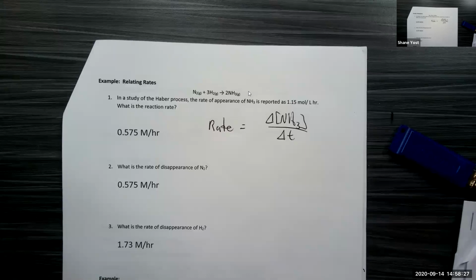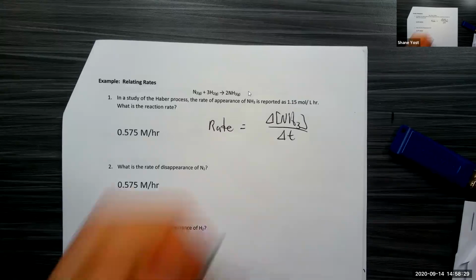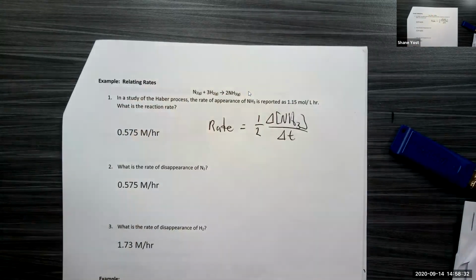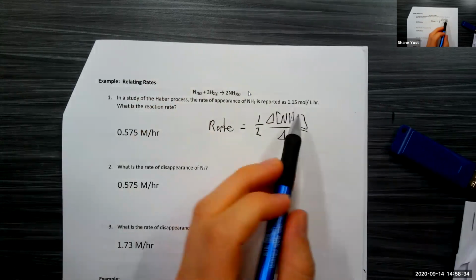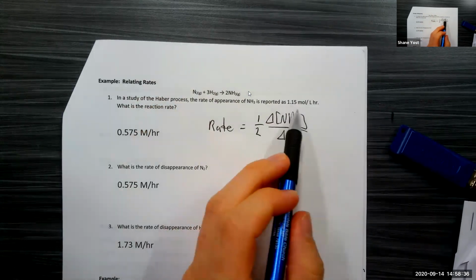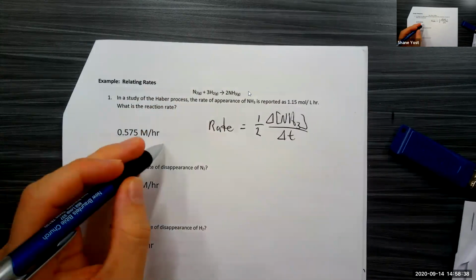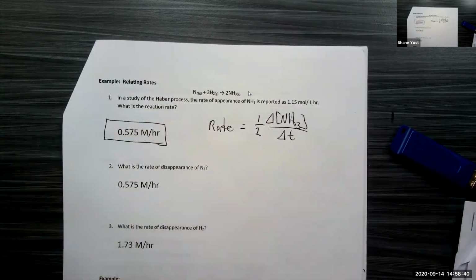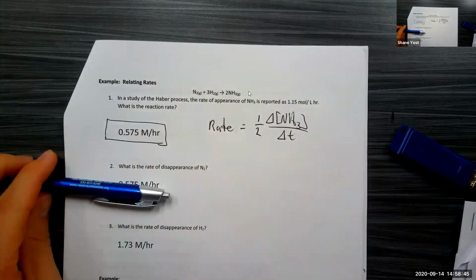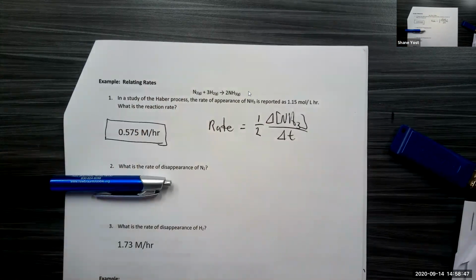What's missing in that equation there? Right, yeah, a factor of 1/2. So if I take this value, 1.15, multiplied by 1/2, I get the rate of my reaction, which is 0.575 molars per hour.